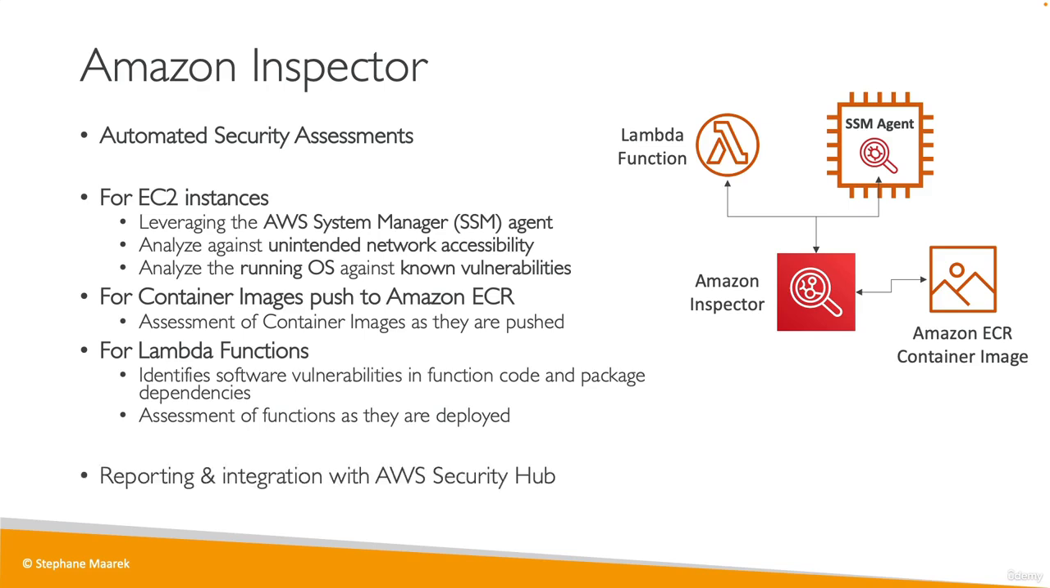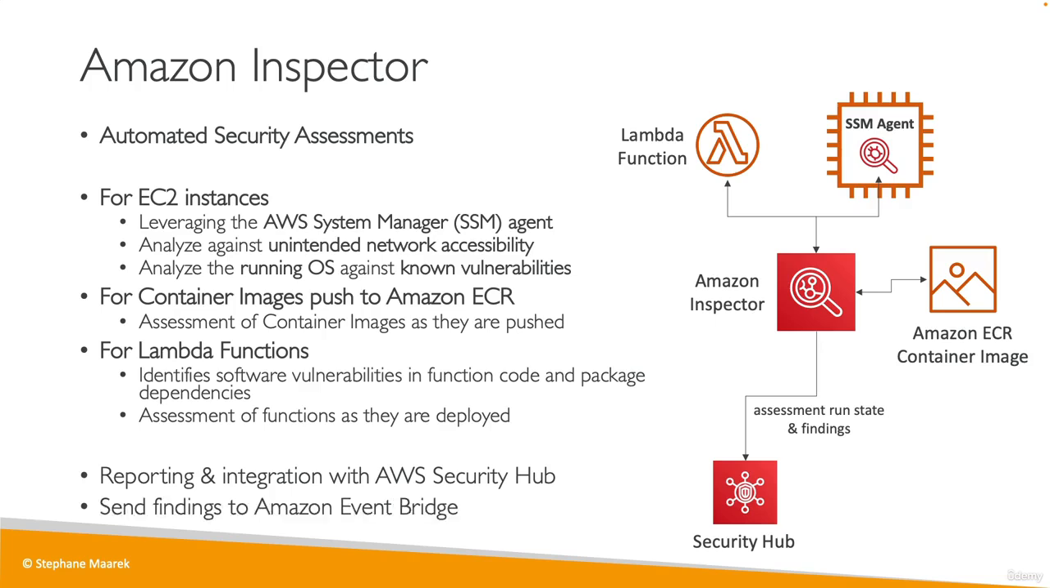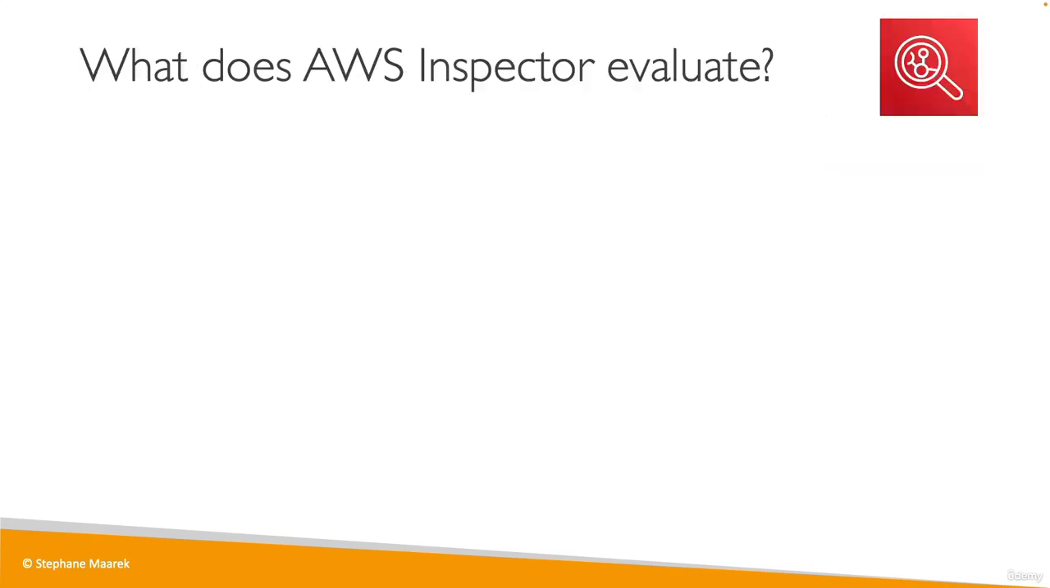So once Amazon Inspector is done doing its job, it can report its findings into the AWS Security Hub and also send findings and events of these findings into Amazon EventBridge. This gives you one way to centrally see the vulnerabilities running on your infrastructure. And with EventBridge, you can run some kind of automations.